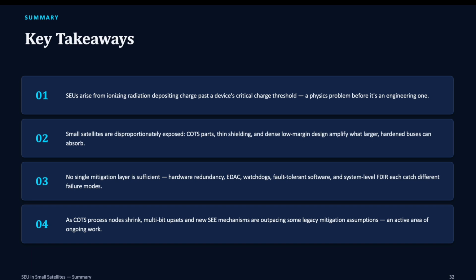And then as commercial off-the-shelf process nodes shrink, that is as technology is more miniaturized, multiple bit upsets and new single event effect mechanisms are outpacing some legacy mitigation assumptions, which is an active area of ongoing work. And that is the end of my presentation.